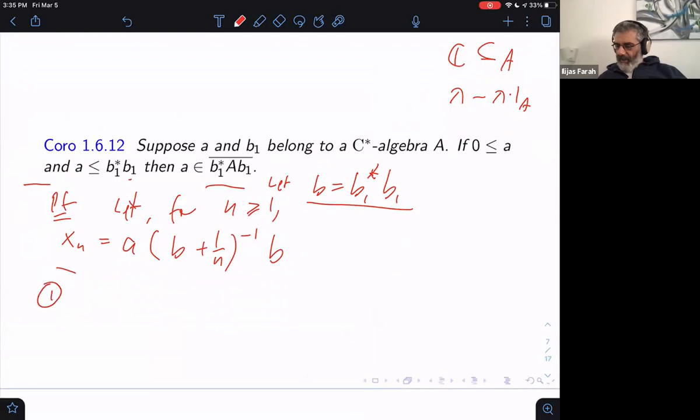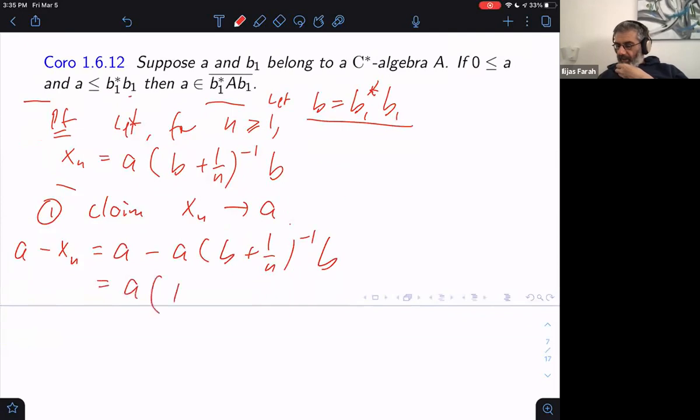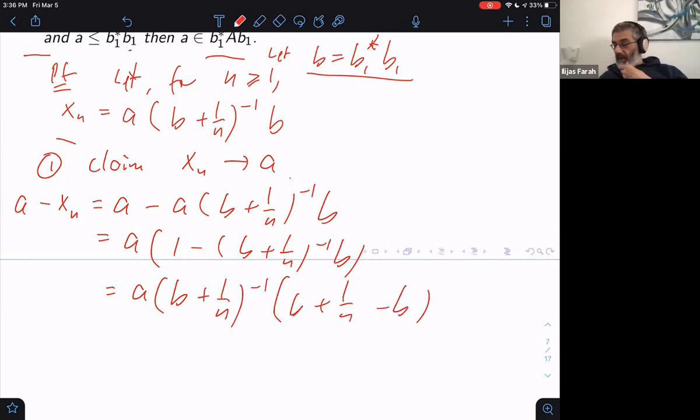So first, we claim that Xn converge to A in norm. How do we prove that? Well, it is one of the standard tricks. Look at what A minus Xn is. We have to do a few simplifications here. Now we can factor out this A. What remains is 1 minus (B plus 1 over n) inverse B. Now I can factor out (B plus 1 over n) inverse. So here I have B plus 1 over n minus B. When I cancel B and B, here I have 1 over n.